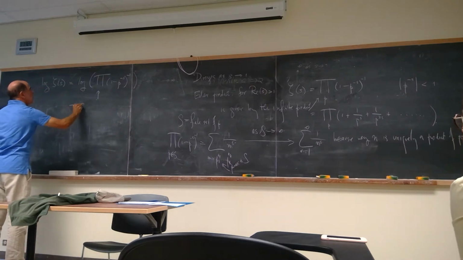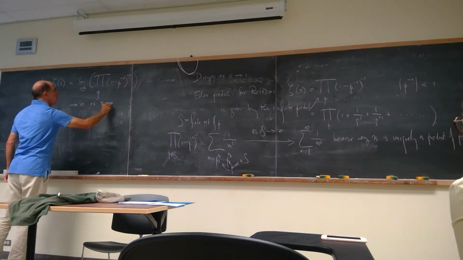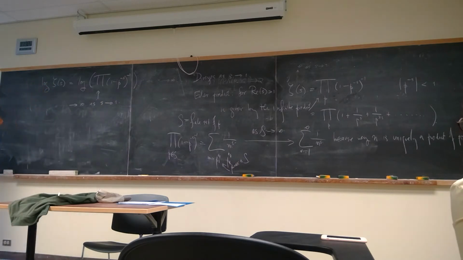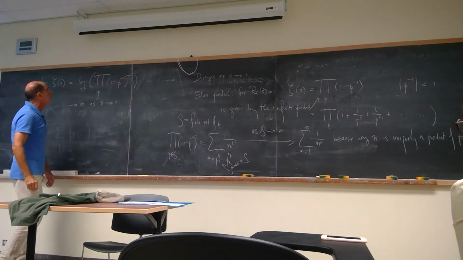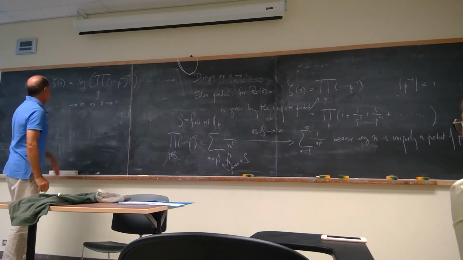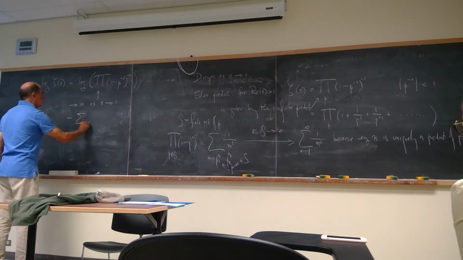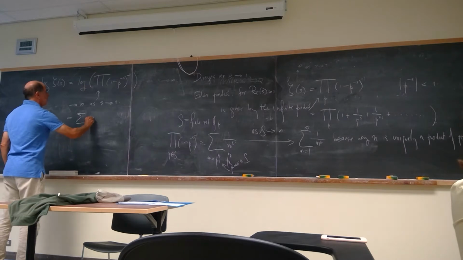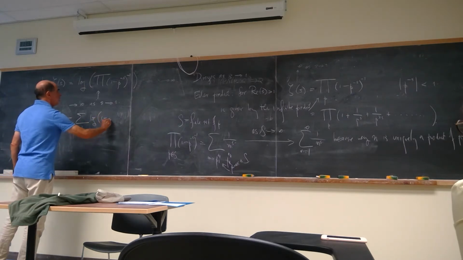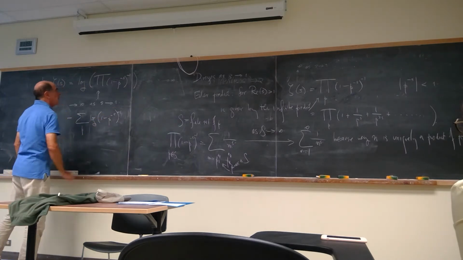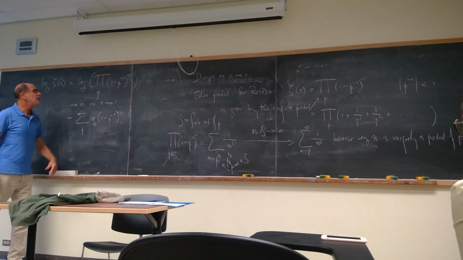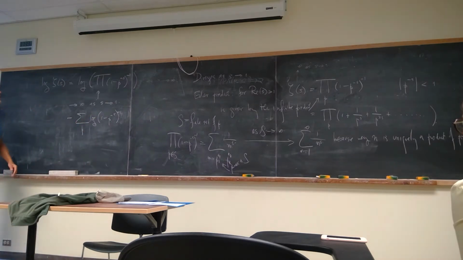Goes to infinity as s goes to 1. And since log is continuous for an infinite product that converges, this log is the sum over the primes p of the log of (1 minus p to the minus s) inverse. And that infinite sum goes to infinity as s goes to 1.